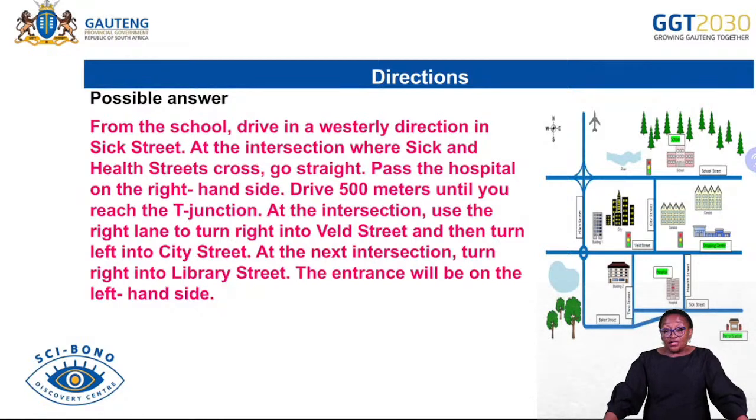At the T junction, use the right lane to turn right into Pearl Street and then turn left into City Street. At the next intersection, turn right into the Library Street. The entrance will be on the left-hand side. That's a possible answer. You would have employed all the necessary landmarks that you need to, the distance. You have also used the street names. So surely if you can give someone this kind of direction, that person will never get lost.